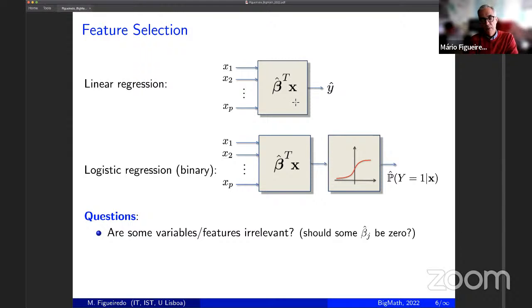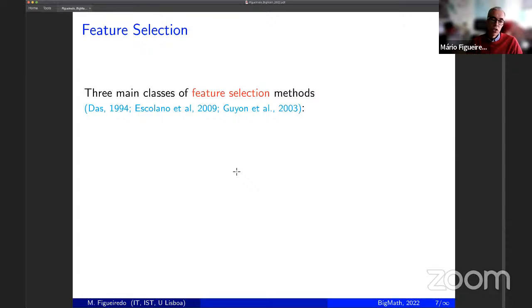So questions related to feature selection: are all these variables relevant, or are some of them irrelevant? Should I ignore some of these inputs and still do well? Which means, should some beta hat j's be 0? And the other question is, are there redundant features? So are there features that are relevant, but redundant in the sense that if I have one, maybe I don't need the others? So these are the questions that are addressed in feature selection problems. And there's a huge literature on feature selection. Of course, it goes back at least to the 80s, maybe even earlier.